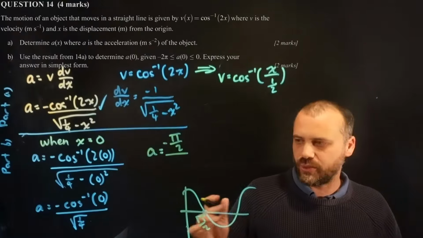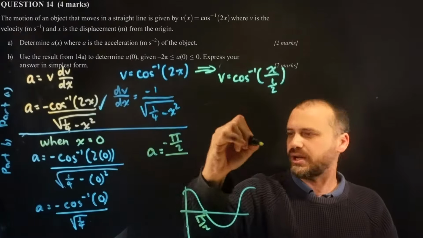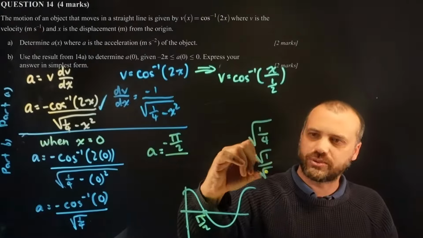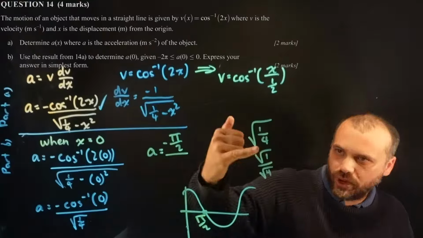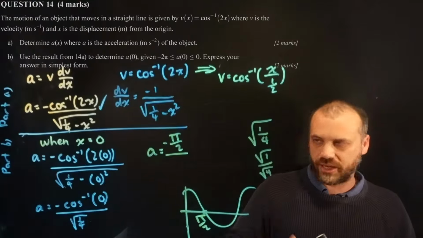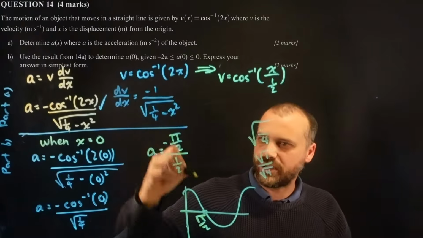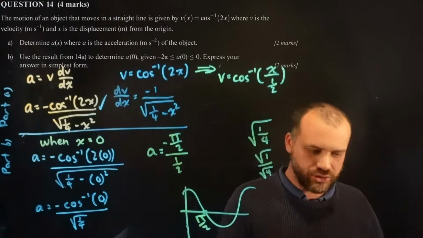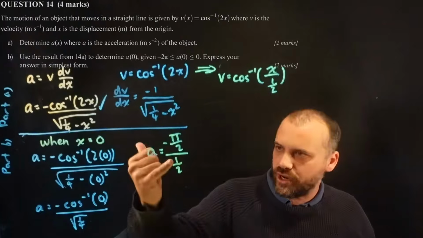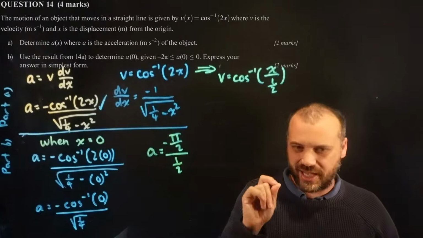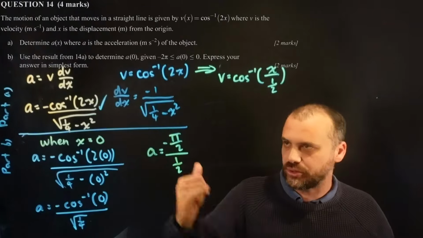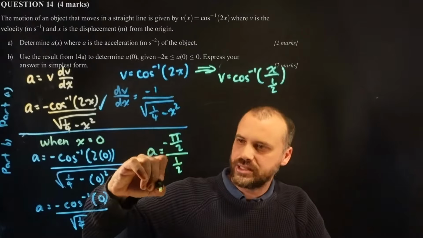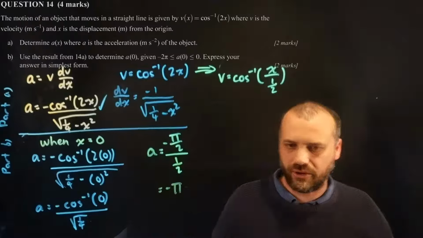The square root of 1/4, some of us are not super comfortable with surds, so the square root of 1/4 is equal to the square root of 1 over the square root of 4, which is equal to 1 over 2, 1/2. So we're dividing by 1/2. So there's our answer, but we've got to get into simplest form. So dividing by 1/2 is the same as multiplying by 2. So negative pi on 2 times 2 is negative pi.